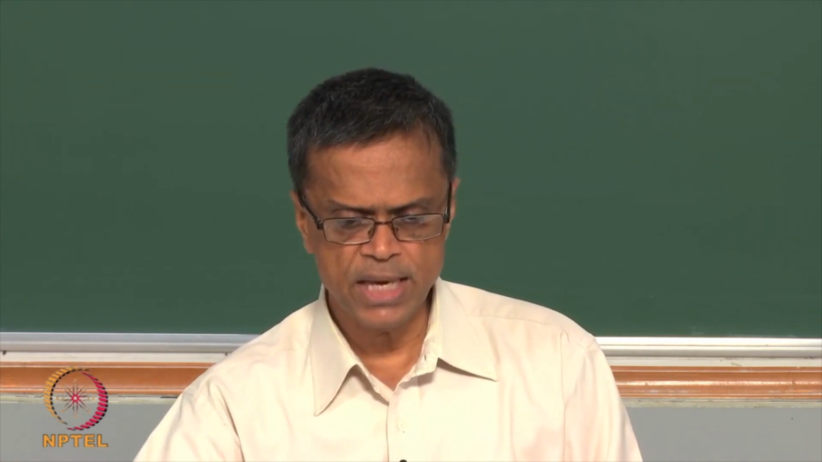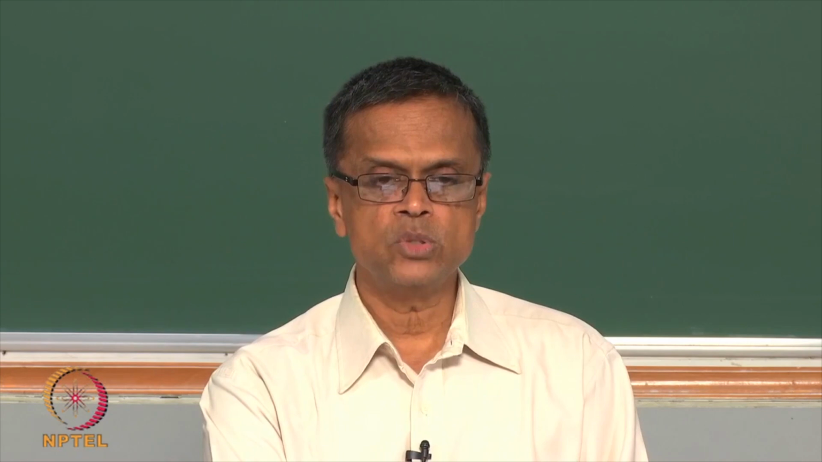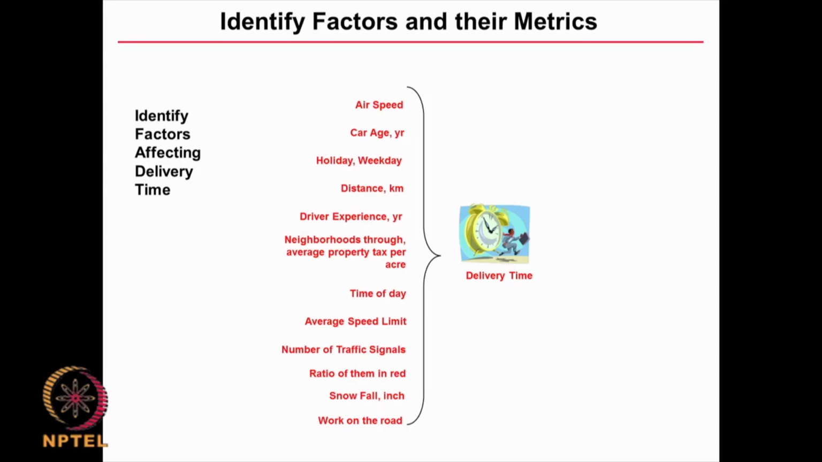For example, let us take the letter packets delivered by a courier company. Here delivery time is the most important parameter which one looks at, because the courier, even if you think about the pizza delivery, time taken to deliver is the most important. That is what every customer looks at. So, what are the factors that affect it?